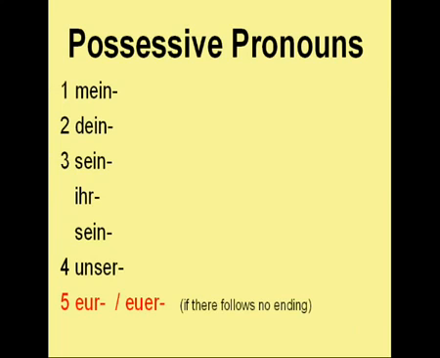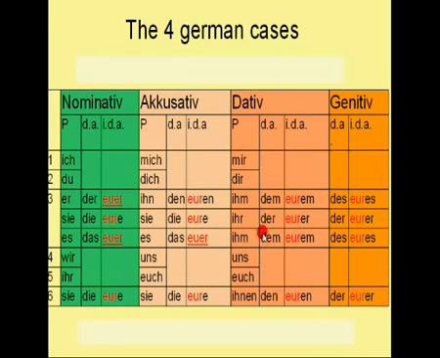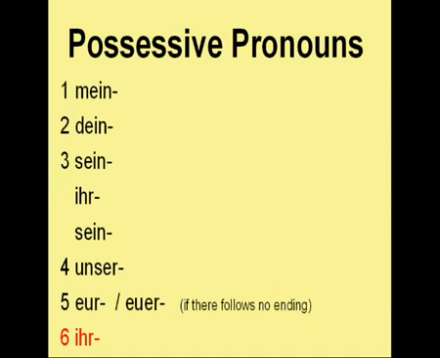If the possessor is in the second person plural, its word stem is euer or eur, if there follows no ending. And here you see how it looks like. In every case, the word stem is eur, except for those where there follows no ending, like here, euer, and here, and here. These 3 ones. If the possessor is in the third person plural, its word stem is ihr.